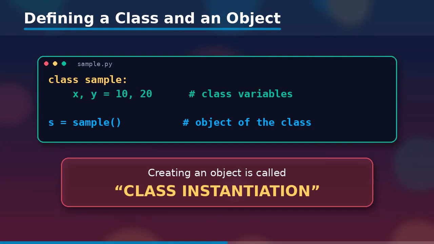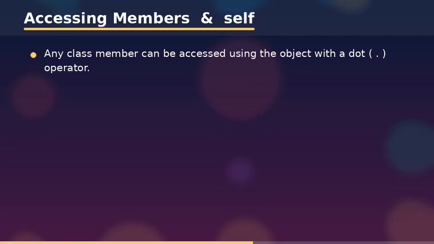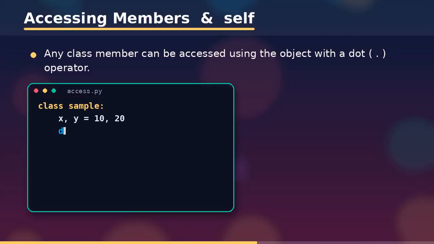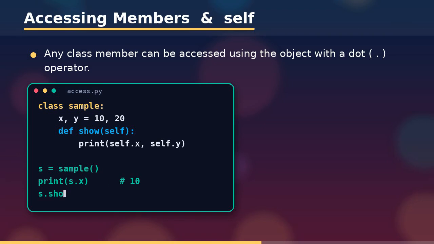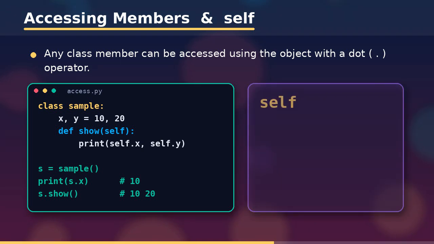After creating a class, objects can be created. s = sample() creates an object of the class. This process of creating an object is called class instantiation. Any class member, whether a class variable or a method, can be accessed by using the object followed by a dot operator. For example, s.x gives 10.